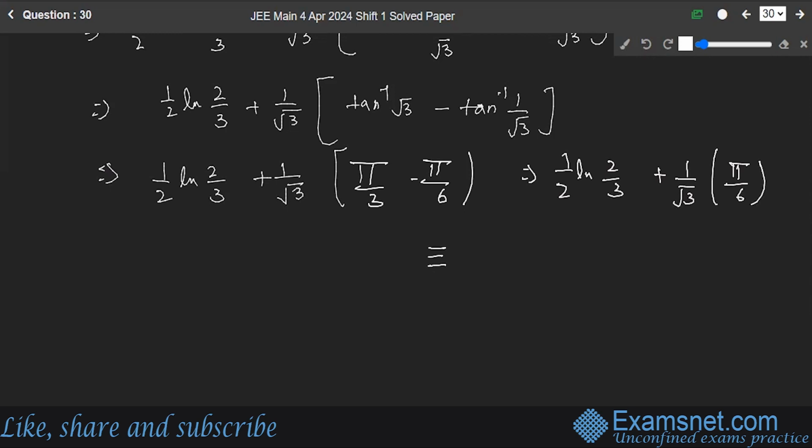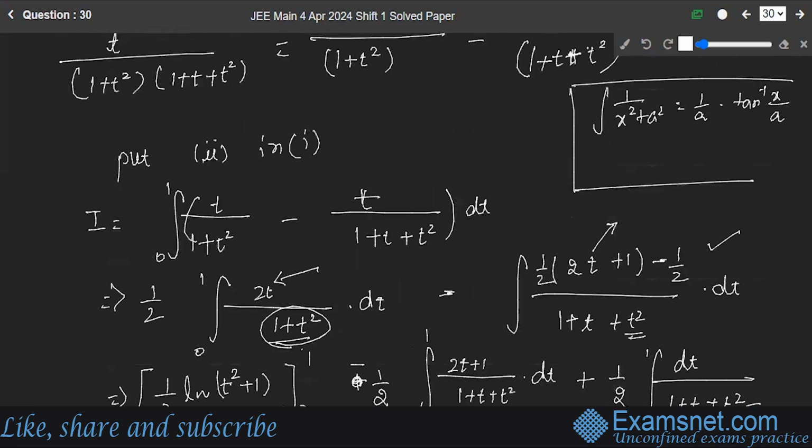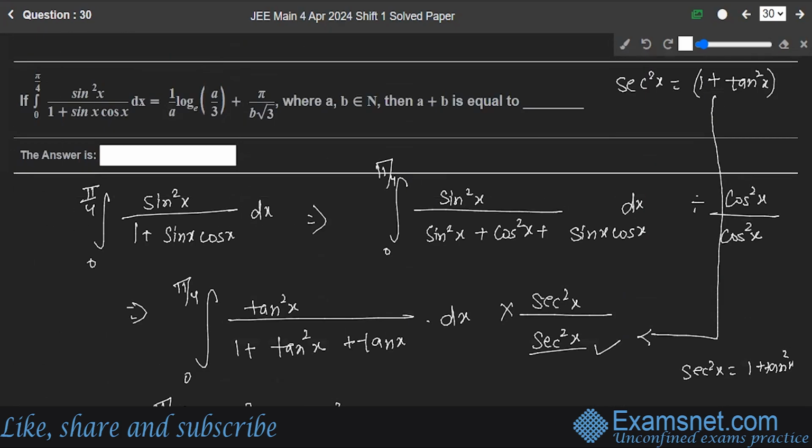Comparing it with the given one. What was your given equation? That was equal to 1 by a natural log of a by 3, pi upon b root 3. So comparing it, you get a as 2 and b as 6, right? You had to find out a plus b, which is equal to 8. So this is the answer to the question. It was quite a lengthy one, actually. 8 is the right answer to the question. Hope you're clear with this.